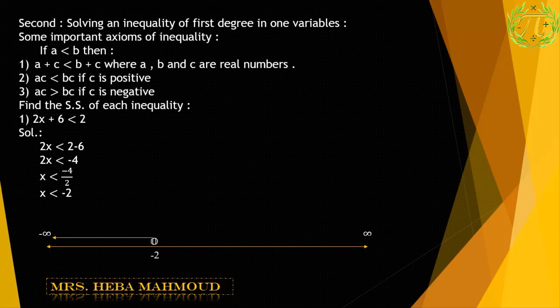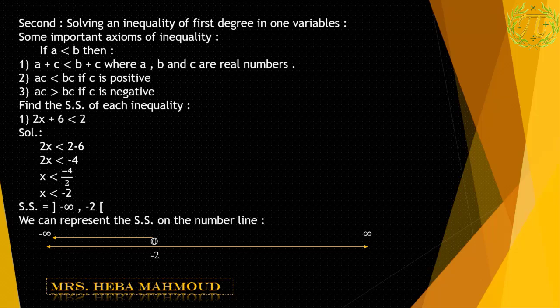The numbers which are smaller than -2 are like -3, -4, -5, and so on until negative infinity. So the solution set will be written as an interval, and we represent it on the number line at -2 with an open circle, because this example is strictly smaller than. So the solution set will be open interval from negative infinity to -2, open.